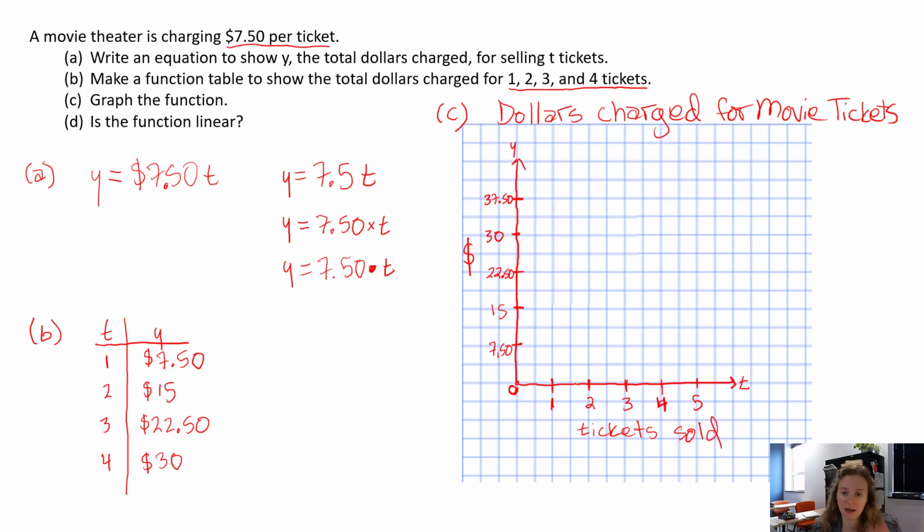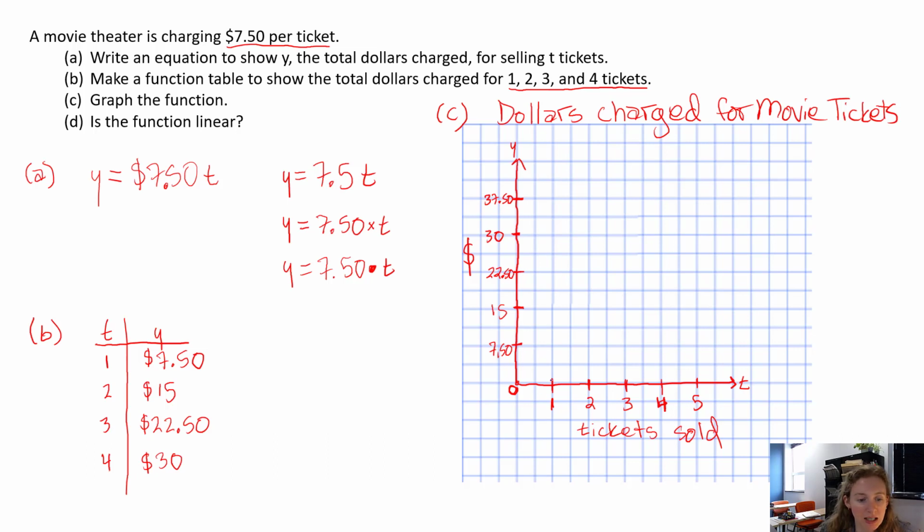All right, so I've got my title, I've got my axes set up and labeled, and I've got the intervals or the numbers set up on my axes. Now I'm ready to actually graph. Let me change colors for this. Let's use purple. So I'm going to use the information on my table to help me get started.